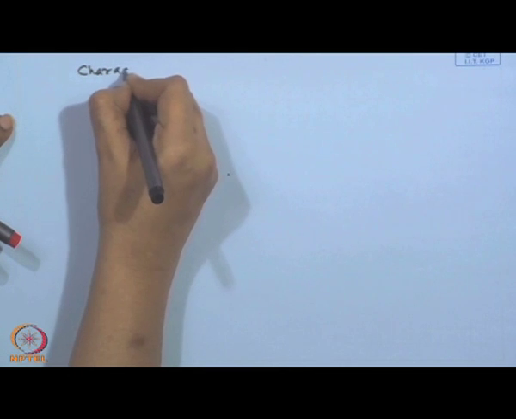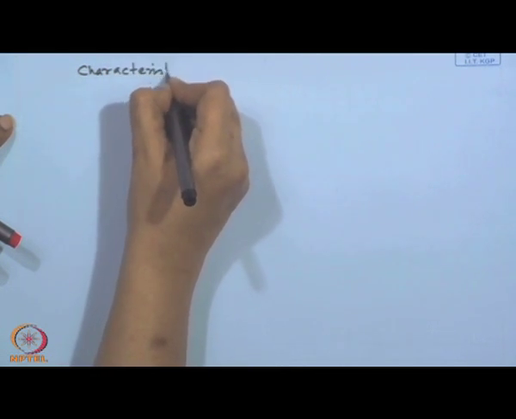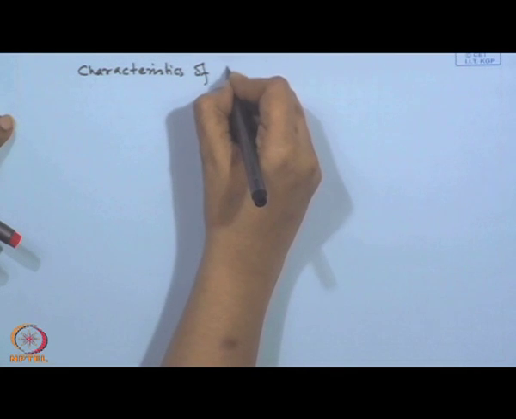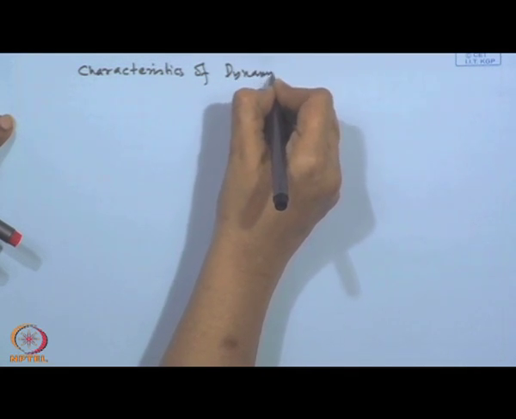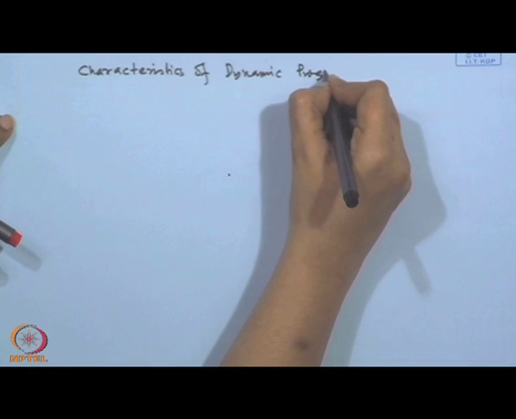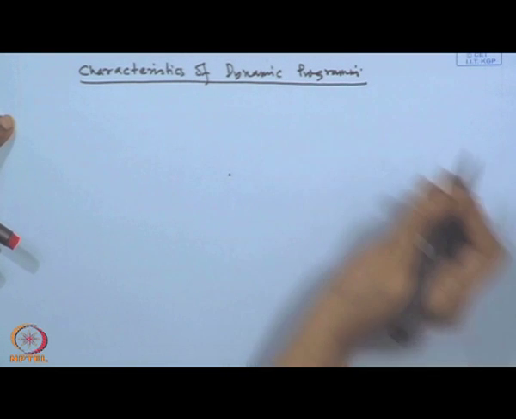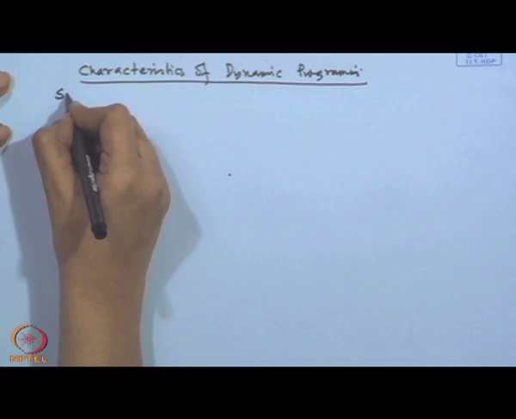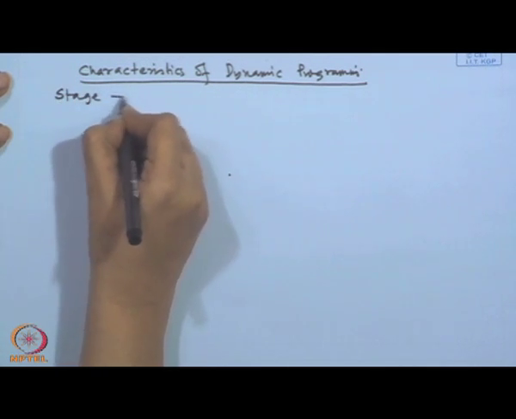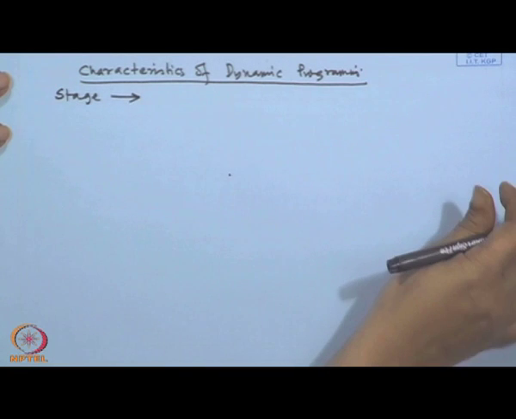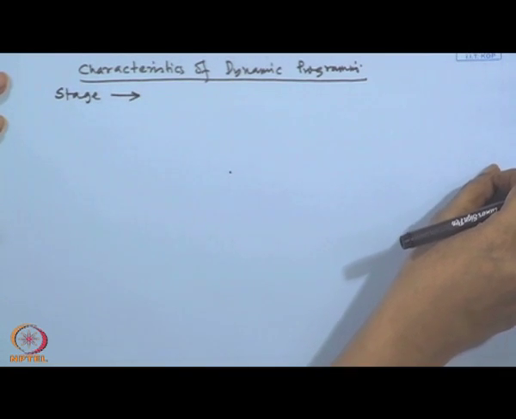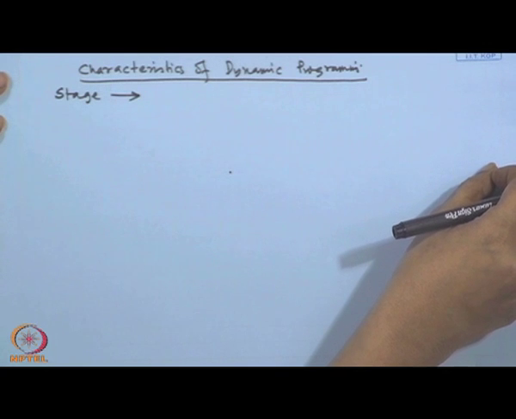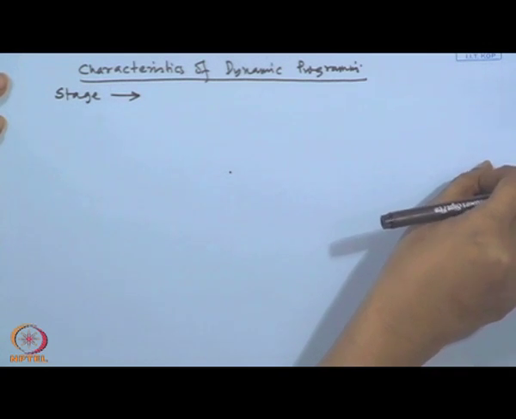I will just formally introduce that part right now, the characteristics of dynamic programming. Since I have explained the problem, hopefully it is clear to all of you how we have considered the stages. For applying the dynamic programming technique, the first thing is that we have to consider the stage. We have to decompose the whole problem into smaller parts, that is called the stage, and this is the essential feature of a dynamic programming problem.